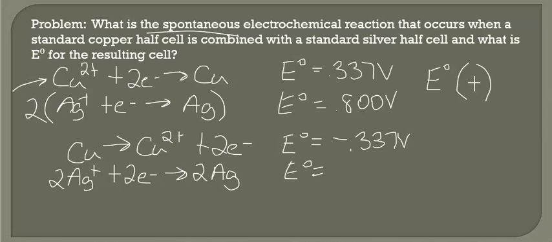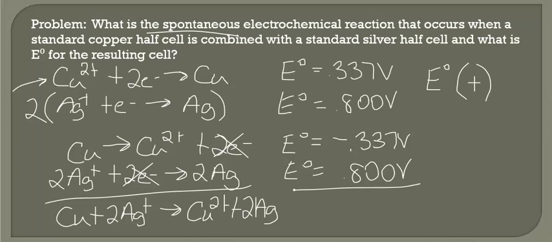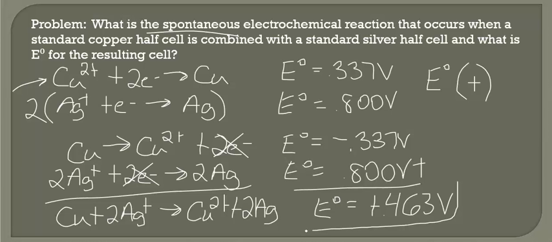However, I did multiply the equation by 2, but the standard reduction potential does not change. It is still 0.800 volts. The only reason I multiplied by 2 was to cancel out the electrons, because the overall equation cannot have electrons. But you do not change the standard reduction potential. So my overall equation looks like this. And the standard cell potential, when I add the anode to the cathode, comes out to positive 0.463 volts. So it is spontaneous because the standard cell potential is positive.